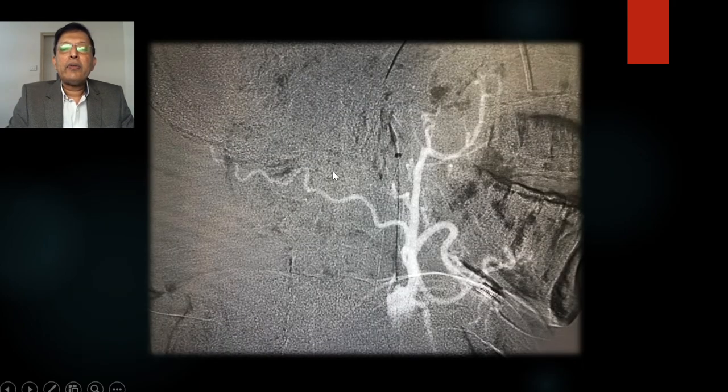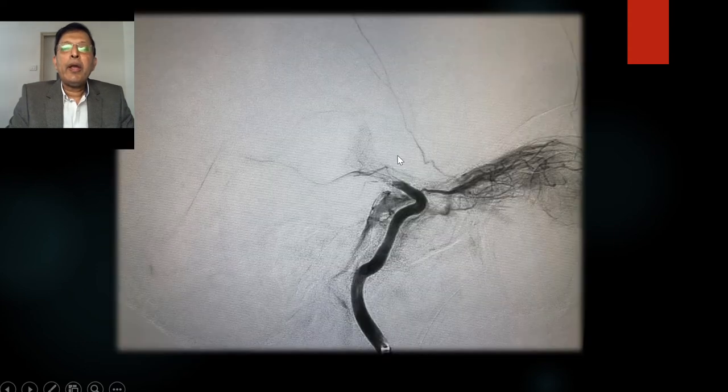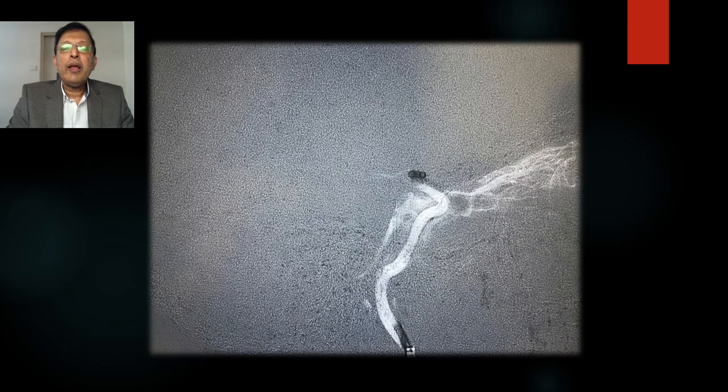This is the guiding catheter, which was taken into the occluded internal carotid artery, and an injection into the internal carotid artery showed that the carotid artery here looks normal. This is the ophthalmic artery, and the occlusion is distal to the ophthalmic artery. So there is a proximal occlusion and a distal occlusion. The aspiration catheter was taken. This is the tip of the aspiration catheter at the occluded segment.